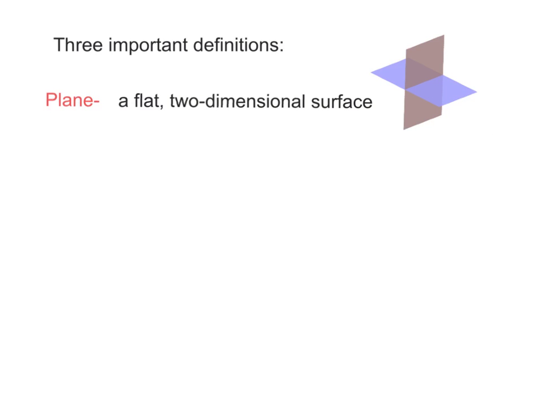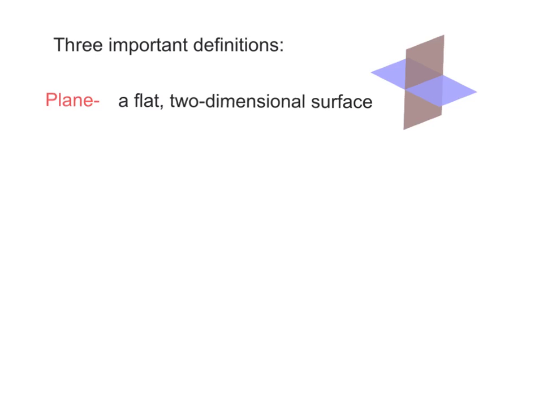Let's begin by going over some important definitions. So first of all is the definition of a plane. A plane is a flat two-dimensional surface. So if you look in the picture to the right of the definition, this is actually a picture of two different planes. And you can see right here where the planes intersect, and all planes intersect along a line.